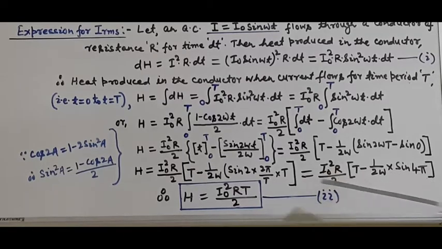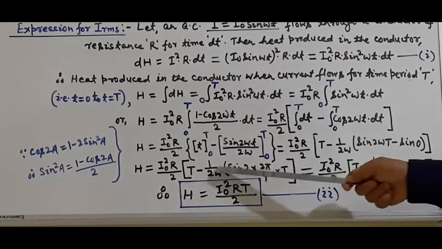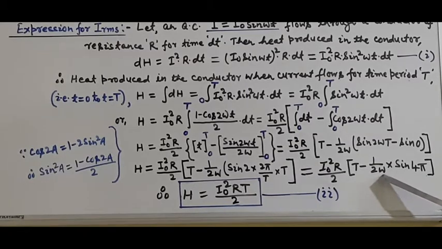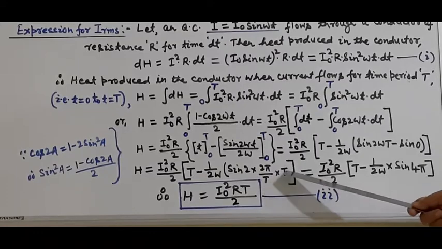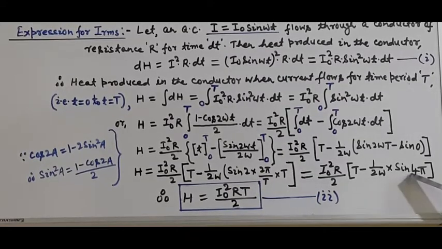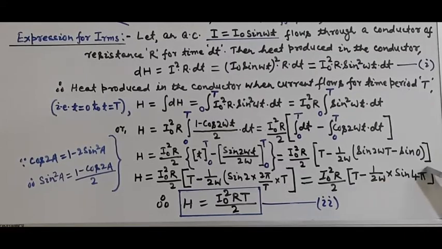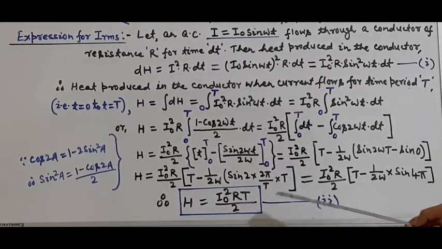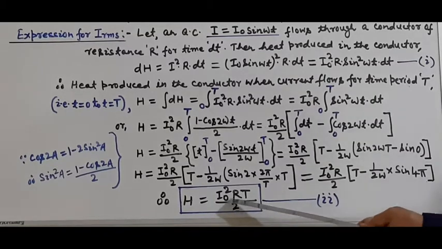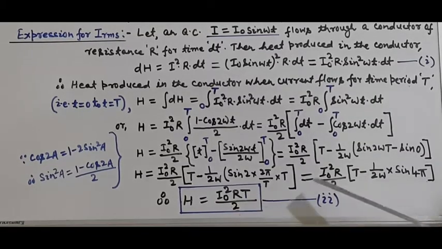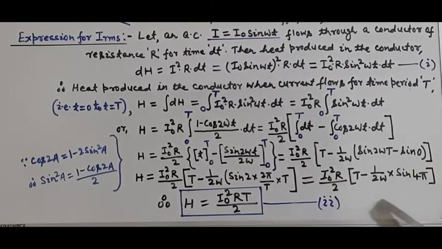I naught square R by 2, this one as it is, t over here, and 1 by 2 omega over here, and sin 2 into 2 omega t by into t will be cancelled out, becomes sin 4 pi. And students know that sin 4 pi is again 0. So what is the next expression after solving? After calculation, this H is equal to finally I naught square R t by 2, that is I naught square R t as it is by 2, and this term becomes 0.